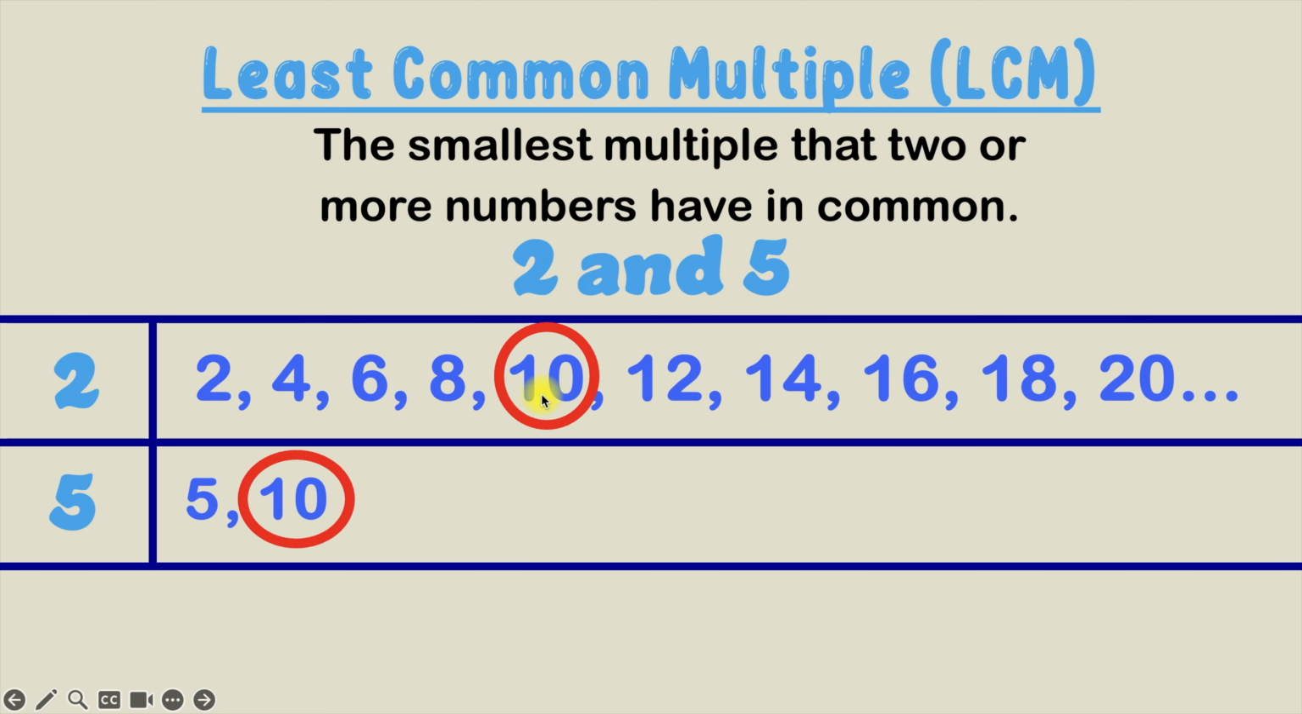Absolutely. They both have 10, and that means that the LCM, or the least common multiple, the smallest multiple that they share, is the number 10. So again, the LCM for 2 and 5 is the value 10. Let's check out our next example.